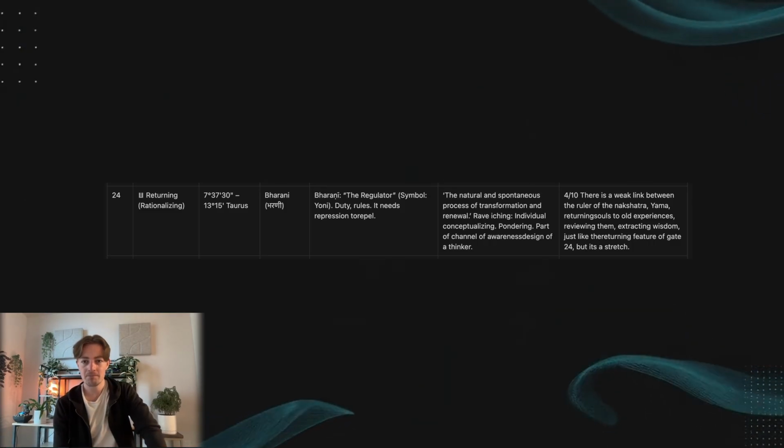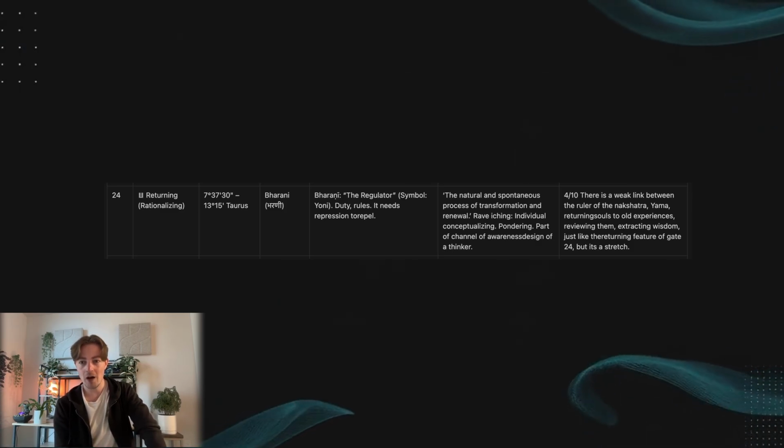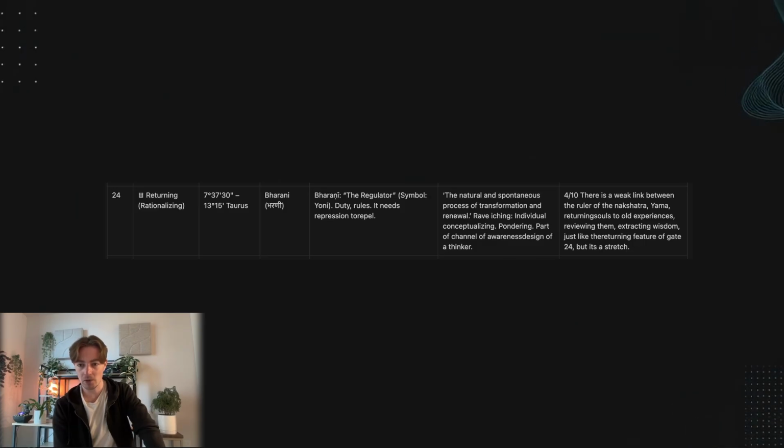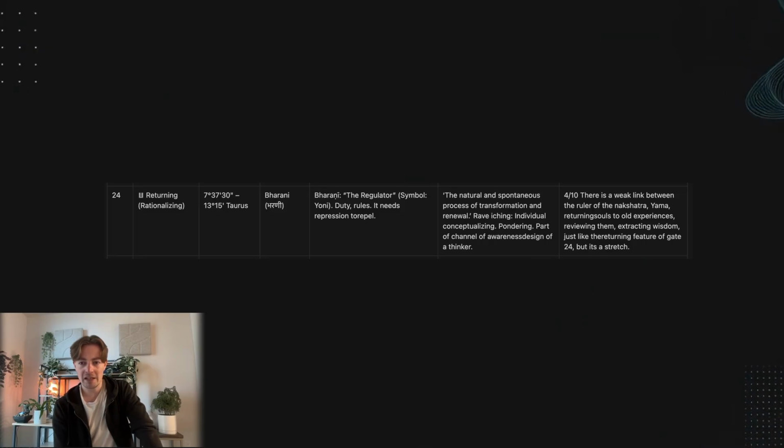Good at mental activity. And I have to say there is a weaker link here with the ruler of the nakshatra, which is Yama, the god of death, returning souls to old experiences, reviewing them, extracting wisdom. It's a bit like the returning feature of Gate 24, but it's a real stretch, whereas Yama, the god who rules this nakshatra, is about returning the souls to previous experiences. But I think that is a stretch. Really, Bharani is about the pain that comes from caring deeply and nurturing and being nourishing to something. But this is a very mental, analytical gate, so I don't think there's much of a link here.